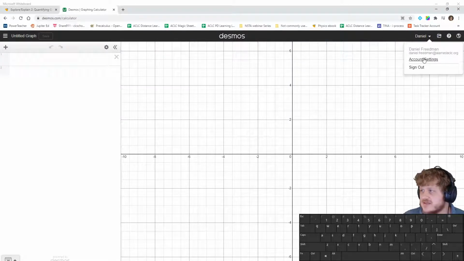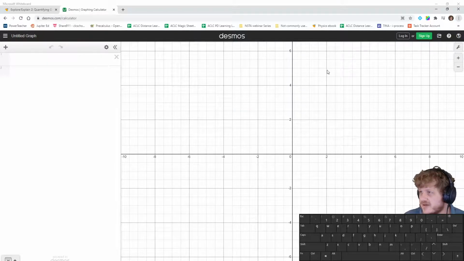So for this, let me actually sign out first so that I can look the right way, and let me just hide the bookmarks bar.